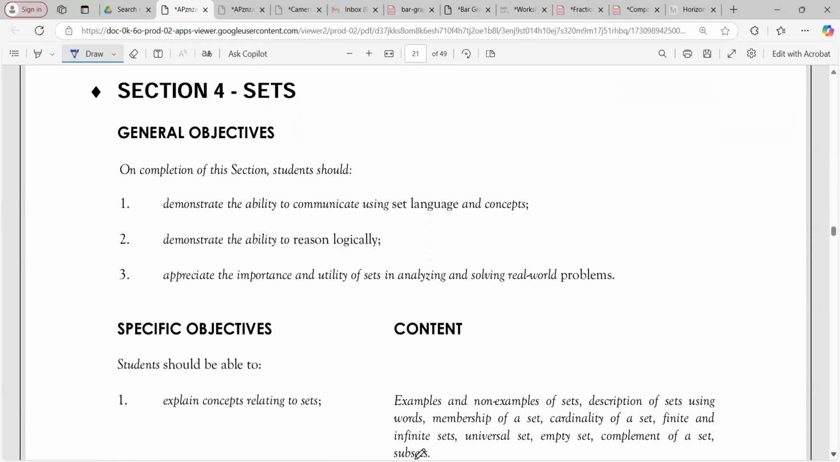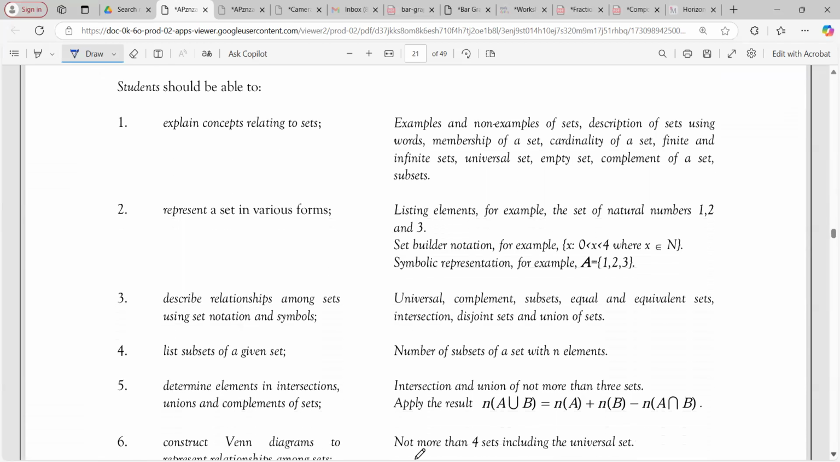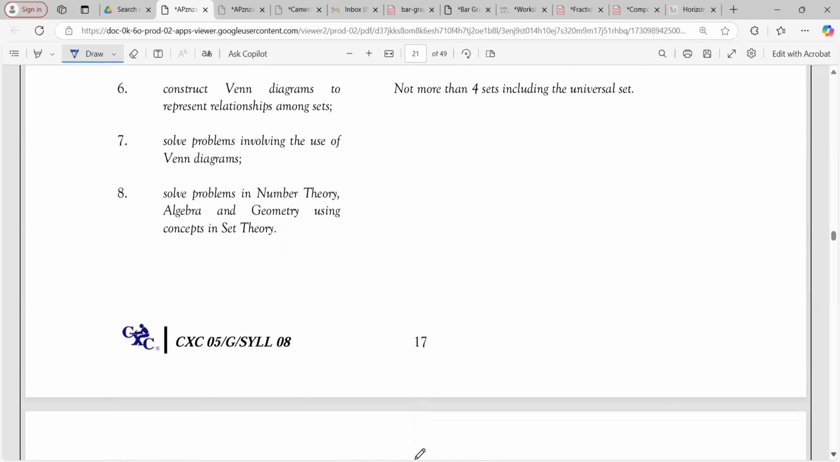Next up, we have sets. I think they took out sets, so we're not going to look at it. It's only available now in the multiple choice. So we don't need to focus on sets.